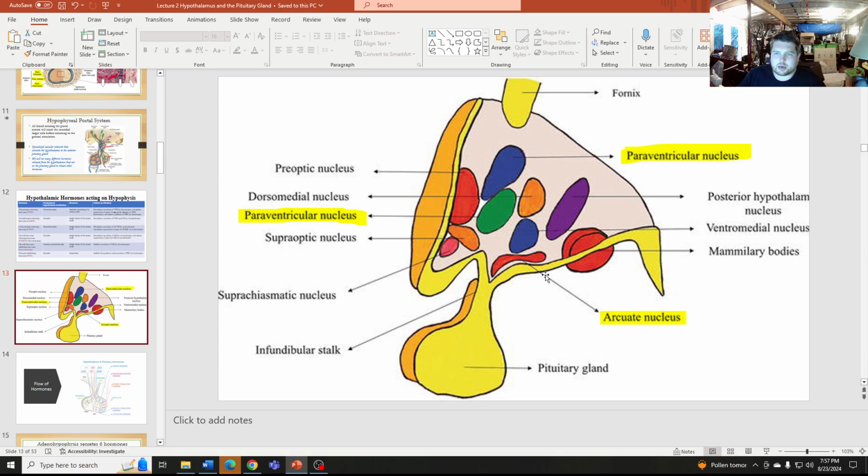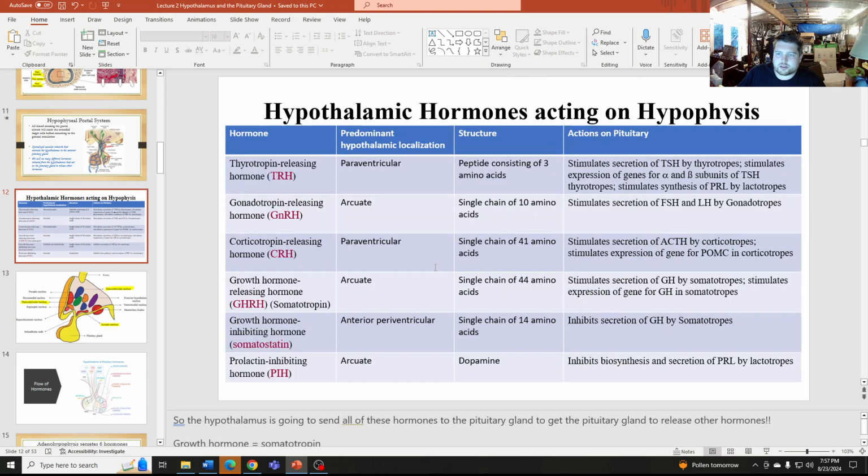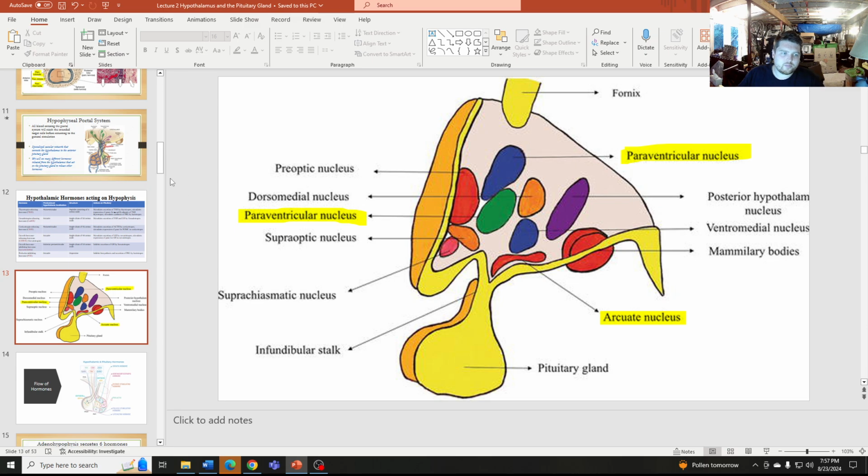Here's just another little anatomical map of the hypothalamus with all the different nuclei that are inside of it. Again, nuclei just referring to a grouping of specific cells that do specific or similar type functions. So we have the periventricular nucleus, both of these here. We have the anterior, if I'm not mistaken, this is the anterior, this is the posterior periventricular nucleus, as well as the arcuate nucleus that are responsible for the production and the release of these specific hormones.